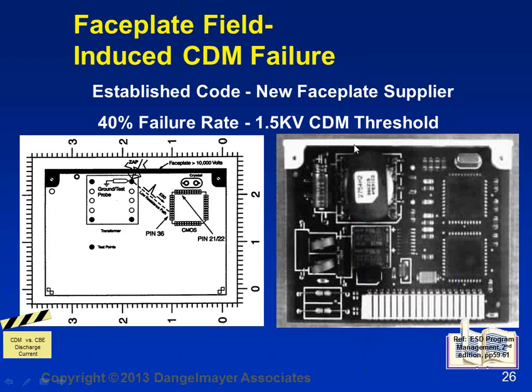Here we have a plastic faceplate that with the original manufacturer was prone to charging to about 1,000 volts. With the new faceplate manufacturer, it was more prone to charging to 10,000 volts, even though it was made to the same specification. Digging more deeply, we found that the new supplier was using a different mold release, which changed the morphology of the surface, making it prone to charging to higher levels.